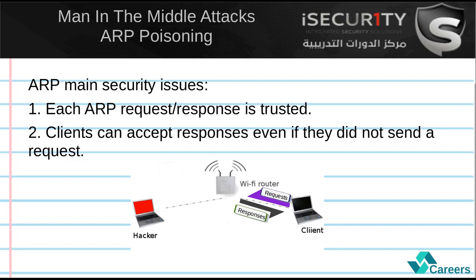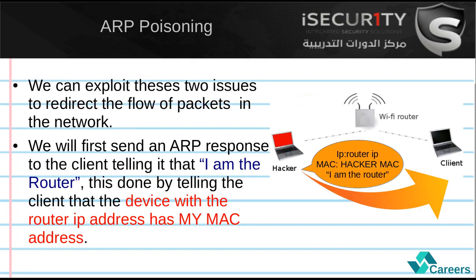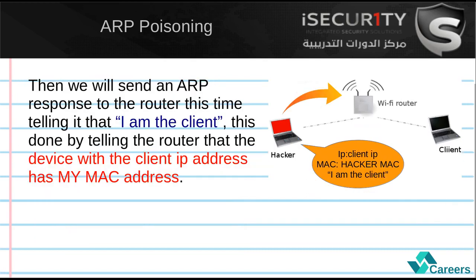So when I go to the client and tell him I am the router, he's gonna believe me straight away. And when I go to the router and tell him I am the client, he's gonna believe me again. The way I spoof my identity is by telling the target device that I have a different MAC address. So when I want to tell the router that I am the client, I tell him the person with the client IP has my MAC address.